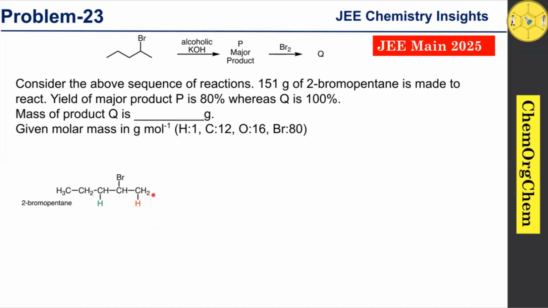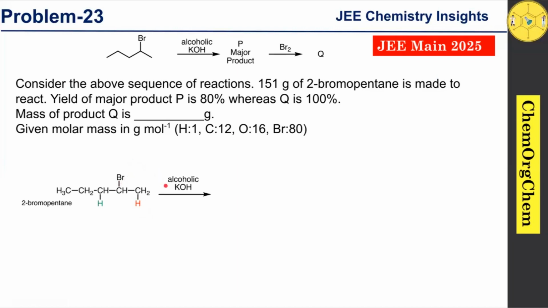The first possibility is that our base can abstract this proton. As a result of the abstraction of this proton, the electron pair can move here, which kicks off the bromine atom. Otherwise, our base can take this proton, and if it does so, now this electron pair moves here, resulting in the kicking off of the bromine atom.